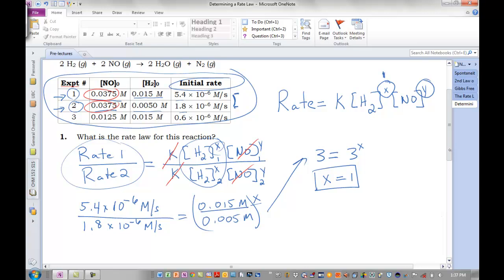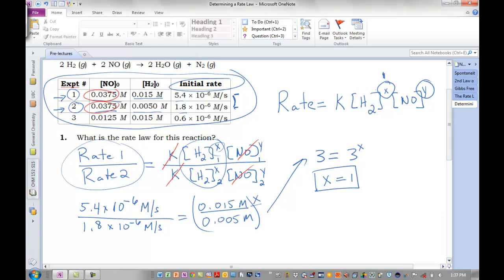All right, so we figured out the exponent for hydrogen. Now we need to do the exponent for nitrogen monoxide. So we need to find trials where hydrogen is held constant and nitrogen monoxide is changing. I think you'll find that's experiments 1 and 3. Hydrogen is held constant at 0.015. Nitrogen monoxide is changed from 0.0375 to 0.0125.